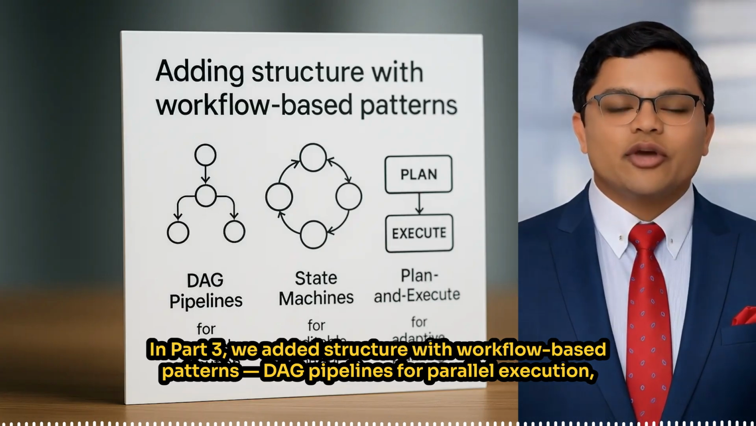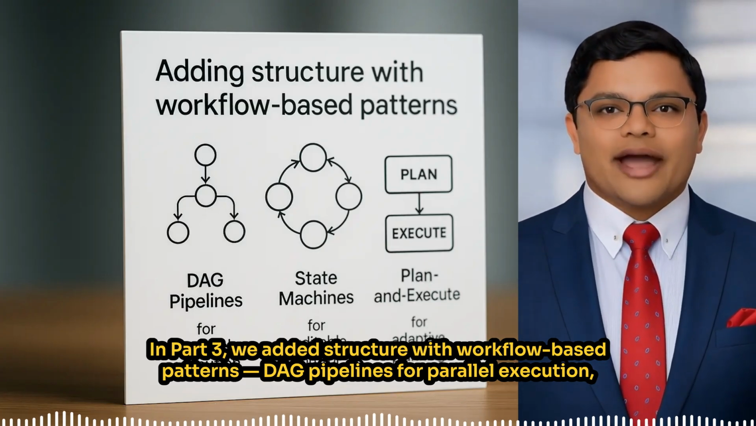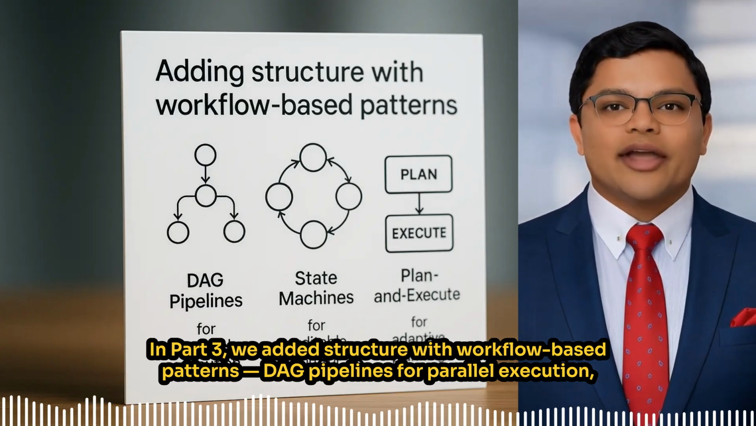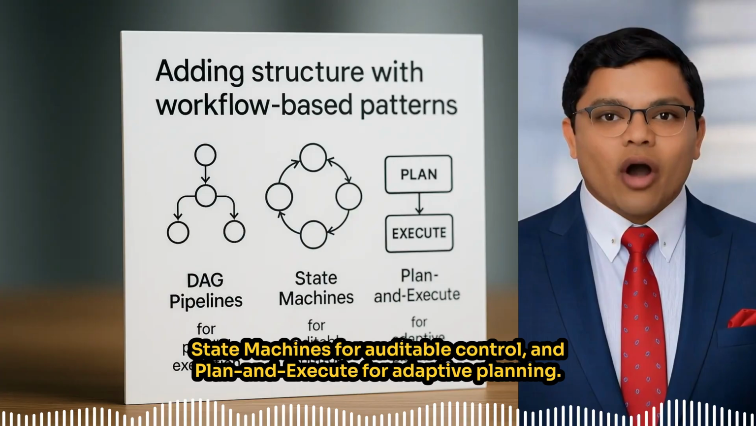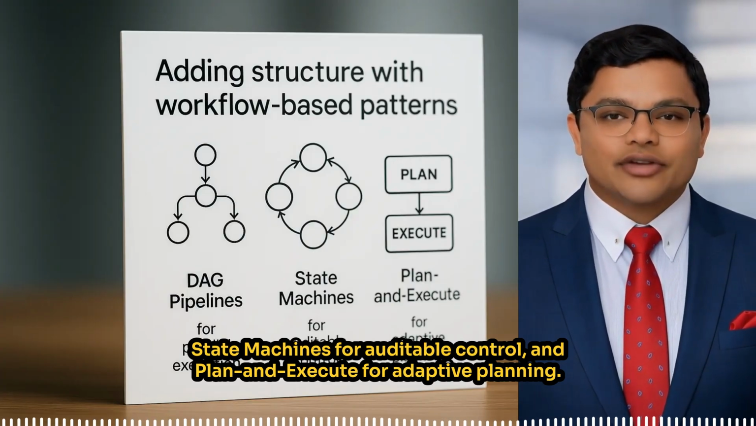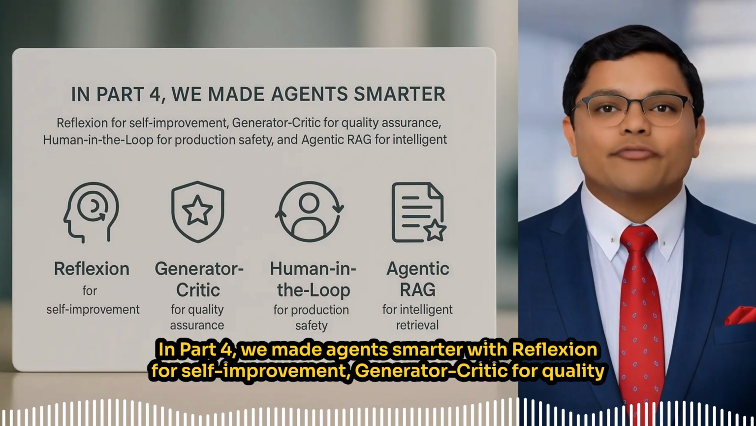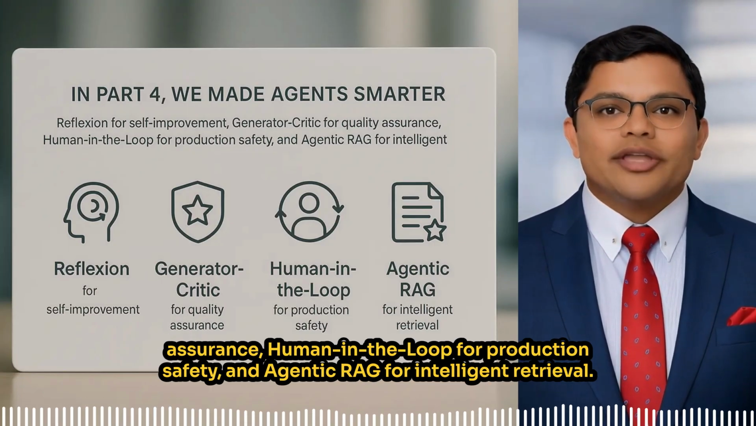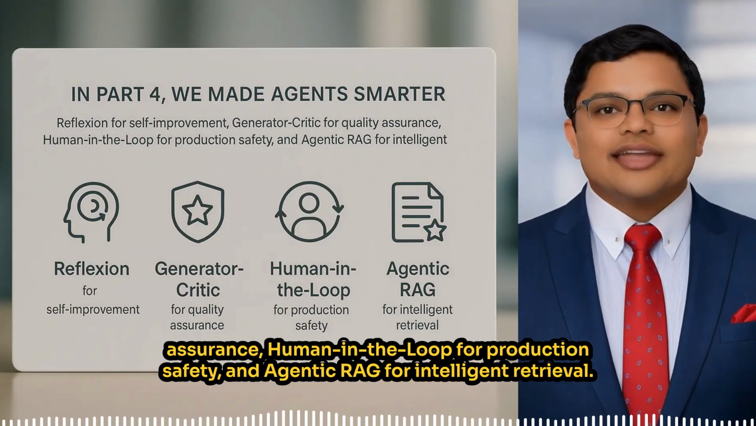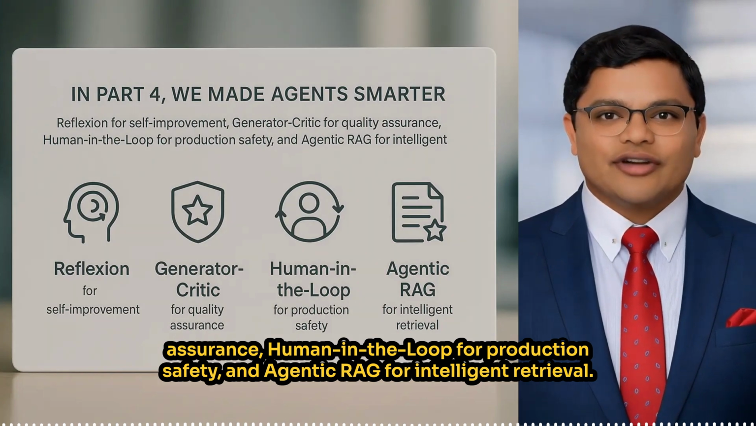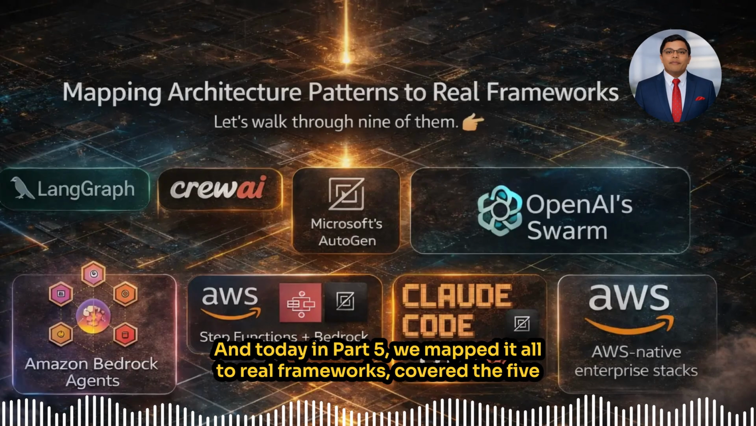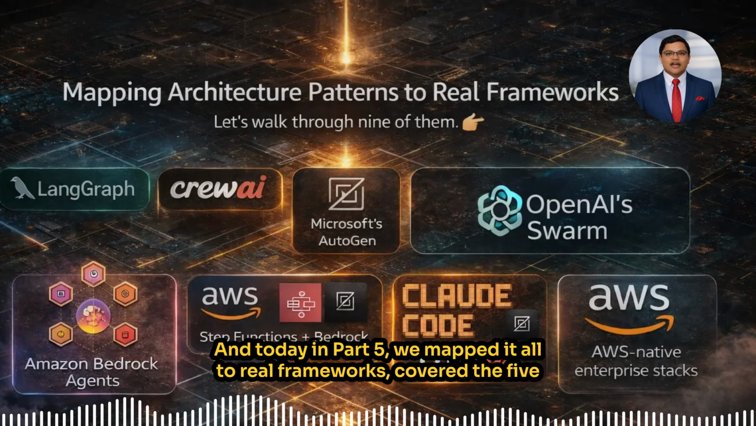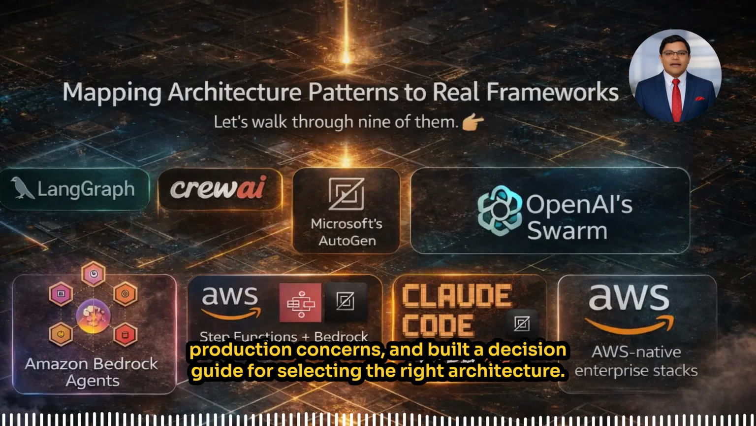In part 3, we added structure with workflow-based patterns, DAG pipelines for parallel execution, state machines for auditable control, and plan and execute for adaptive planning. In part 4, we made agents smarter with reflection for self-improvement, generator critic for quality assurance, human in the loop for production safety, and agentic RAG for intelligent retrieval. And today, in part 5, we mapped it all to real frameworks, covered the 5 production concerns, and built a decision guide for selecting the right architecture.